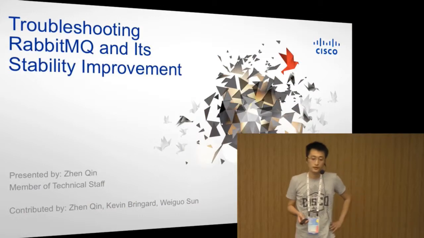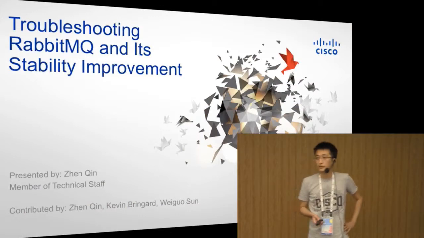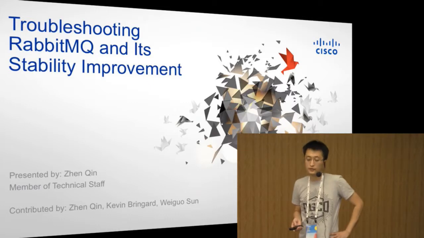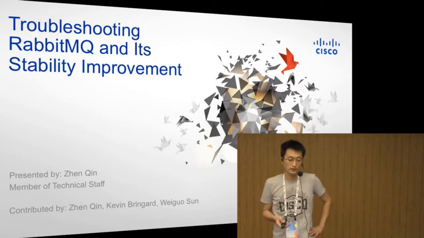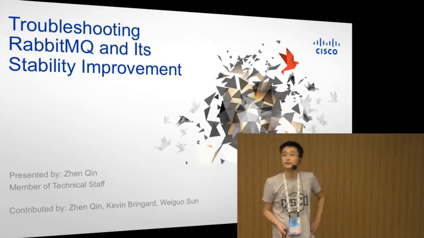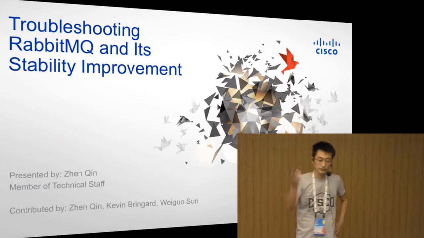So I'm going to be talking about troubleshooting RabbitMQ, sharing our experience and some stability improvements. I work in Cisco Cloud Service Department. This presentation was contributed by me and my colleagues Kevin Bringard and Wei Guo Sun.